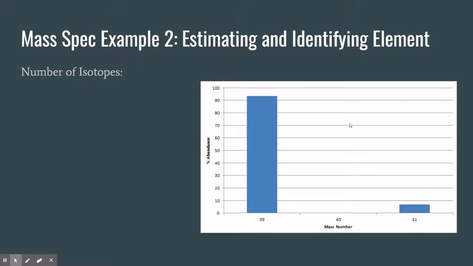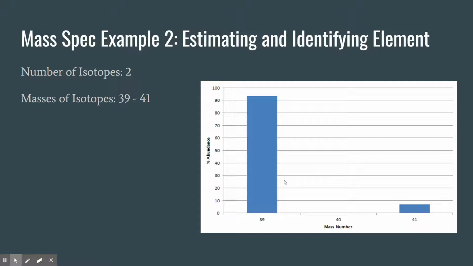Here are the questions I want to ask myself. First off, how many isotopes does this element have? It has two bars. 1, 2. What are the masses of those isotopes? And really I want the range. Well, the masses of those isotopes go from 39 to 41.